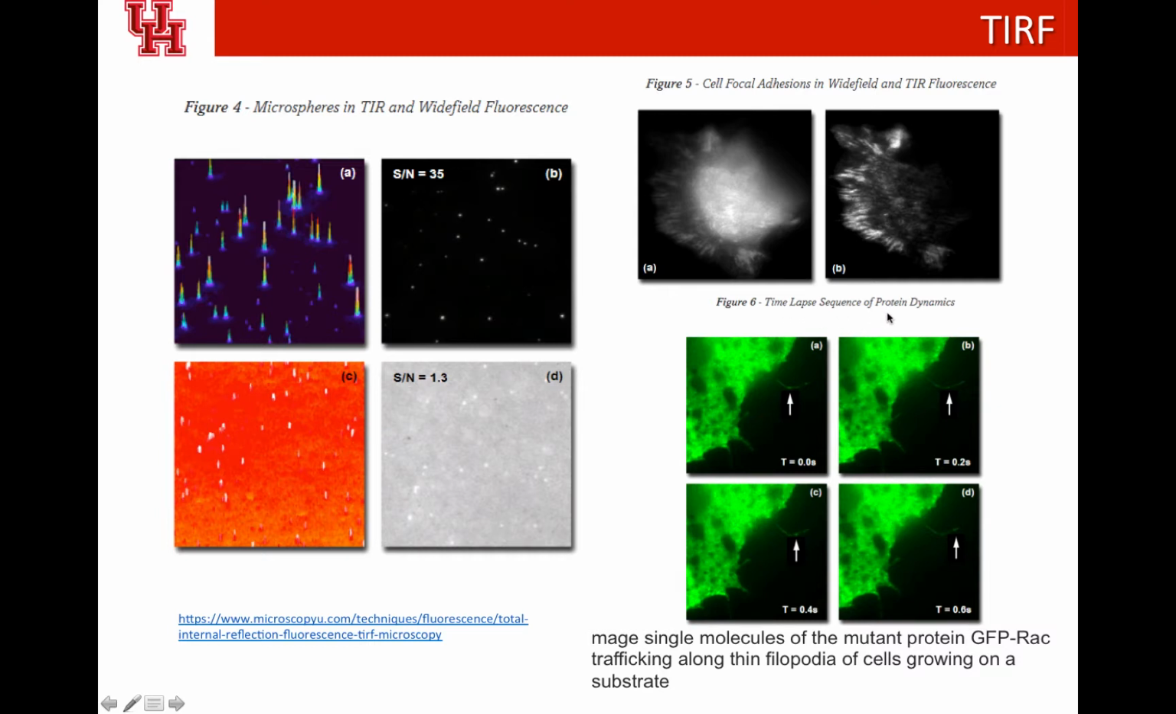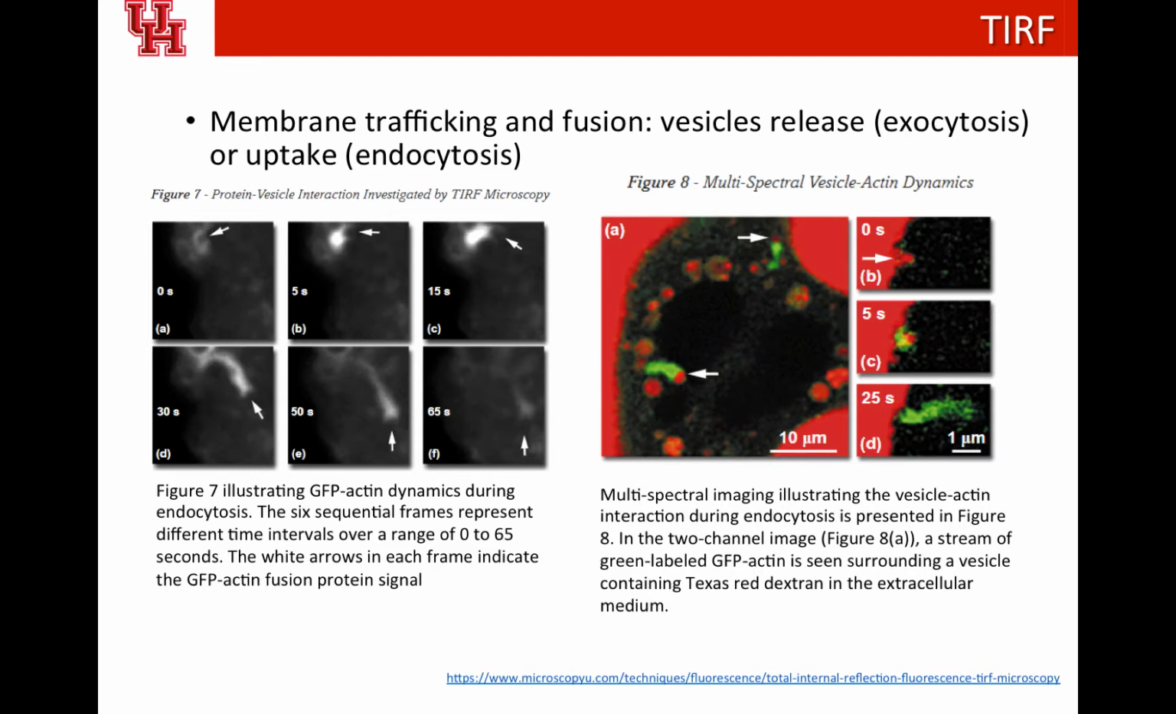People have also used it to study protein dynamics, to see how a protein moves along the filopodia of the cell when they grow on the substrate. And other things people have studied include vesicle release and uptake. Vesicle release is called exocytosis, and vesicle uptake is called endocytosis. This series of snapshots is taken by the TIRF microscope. Basically, it records the actin dynamics during the endocytosis process.